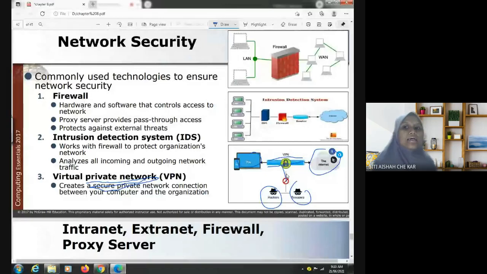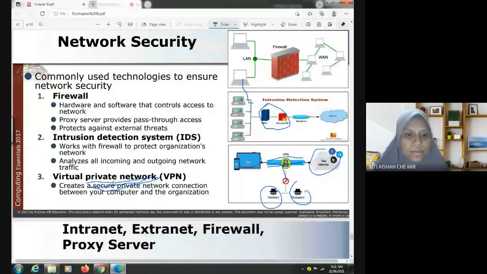So the hackers and snoopers ni dia tak boleh masuk this one because dia tak boleh bagi laluan pada orang luar. Ataupun boleh pakai intrusion detection system. Biasa this one dia sekali dengan firewall. Itu sama dengan firewall. Dia akan analyze all incoming and outgoing network traffic. Okay, so itu saja for this chapter.